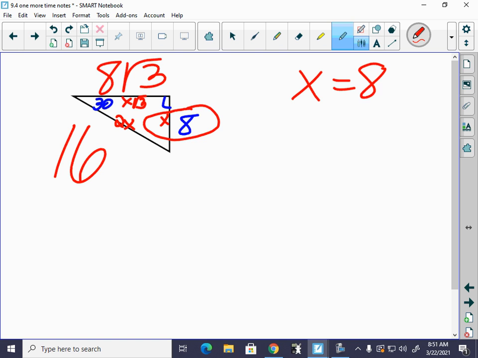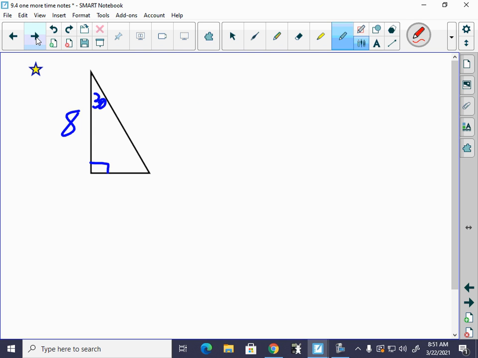Continue. 3, 2, 1. Okay, across from 30 is x. Across from 90 is 2x, which means this weird side is x square root of 3. Oh, great gravy. X square root of 3 equals 8. No bueno. I don't know how to do that. Well, I do. But you're thinking, I don't know how to do that.